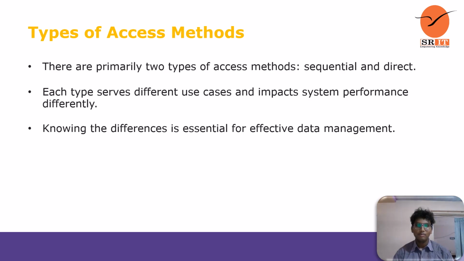Moving on to the next slide, as we discussed before, there are types of access methods. There are primarily two types of access methods: sequential and direct. Index is not considered a primary method. Each type serves different use cases and impacts system performance differently. Knowing the difference is essential for effective data management.